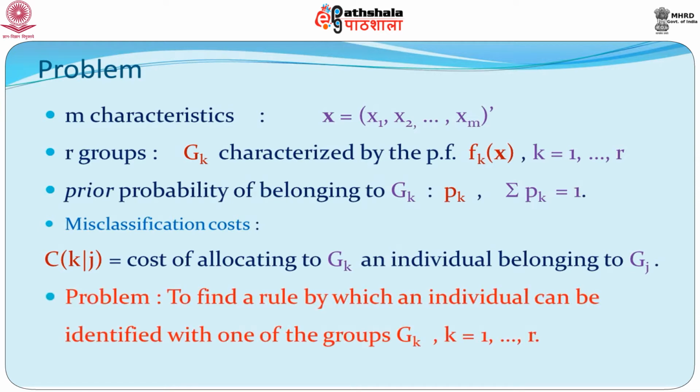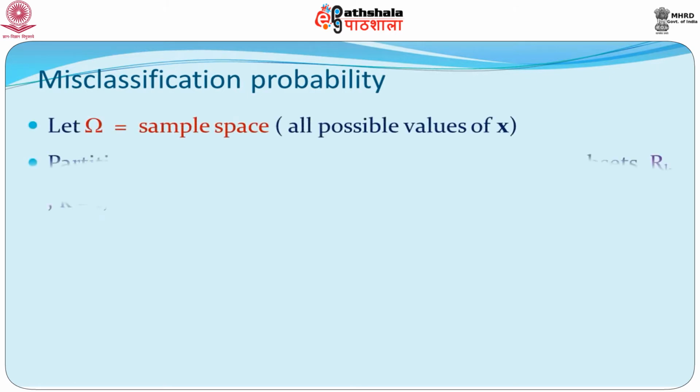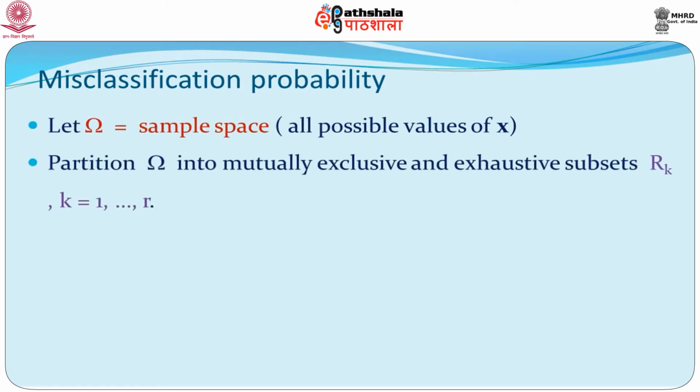So, our problem now is to find a rule by which an individual can be identified with one of the groups Gk. We will base our rule on the misclassification probabilities. Let omega be the sample space, that is the space of all possible values of x. We will partition omega into mutually exclusive and exhaustive subsets Rk. There will be R such partitioned spaces, and we will then set up a rule that if x belongs to Rk, we assign it to the kth group Gk.